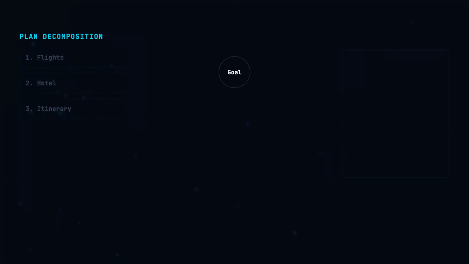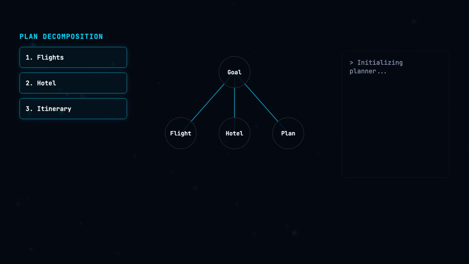Without planning, an agent is just reacting blindly. Planning turns an agent into a systematic problem solver. When given a complex goal, like plan a trip to Kathmandu, the agent first performs task decomposition. It breaks the huge task into clean subgoals: search flights, check hotels, and outline the itinerary.